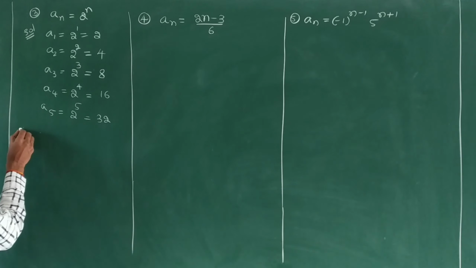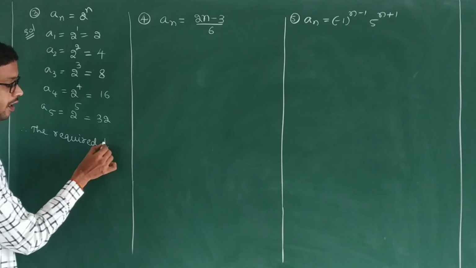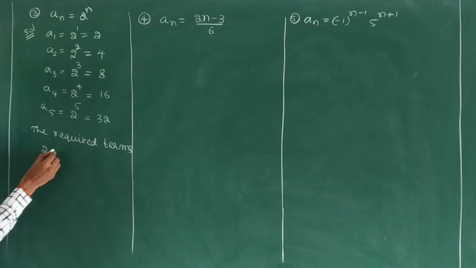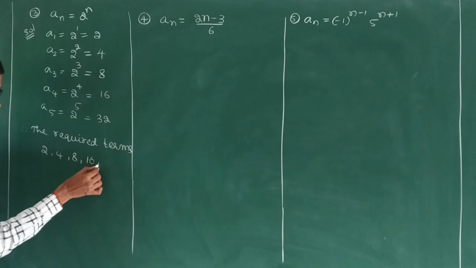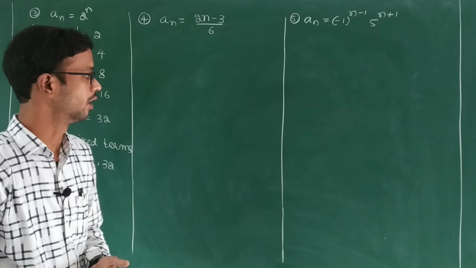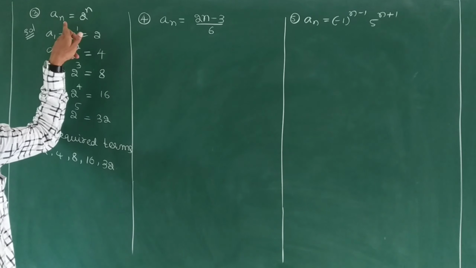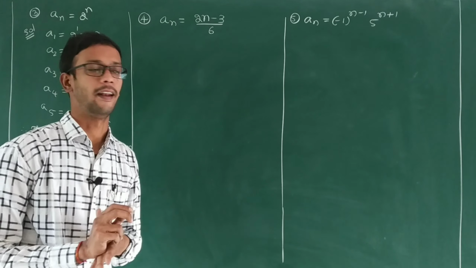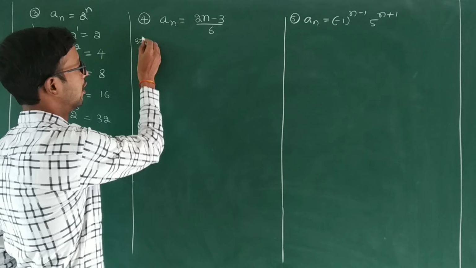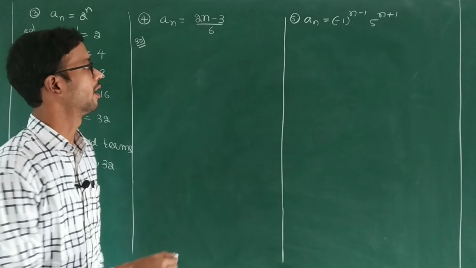Therefore, the required 5 terms are 2, 4, 8, 16, 32. These are the first 5 terms in the sequence where the nth term is 2 power n. Next, problem number 4: an is equal to (2n minus 3) by 6.